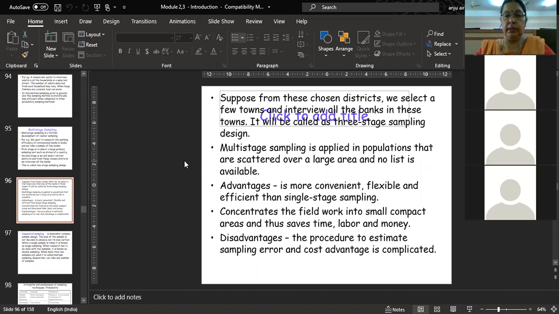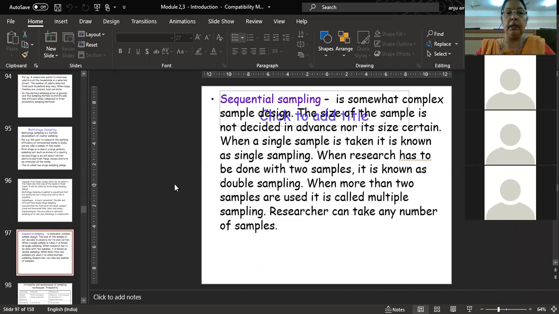What are the disadvantages? Disadvantage is when you are dividing the population into different clusters, you may make classification mistakes. So that is a sampling error. And sometimes when you are covering large populations, the cost may go up. You are dividing a very large population into different clusters, then the cost of your research may go up. So that is the disadvantage of multi-stage cluster sampling technique.